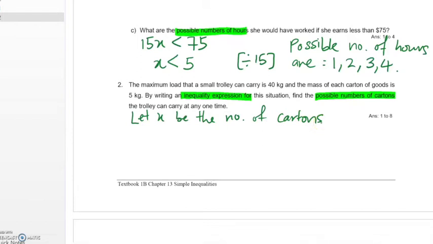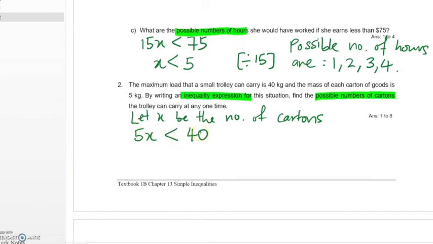Okay, I will not write that down because we're going to construct an inequality. If I were to write down the entire sentence, then I'm only looking for one possible value of x, which is not the correct way to do it. Okay, so in this case, well, each one weighs 5 kilograms. So we're looking at 5x, and it has to be less than 40.